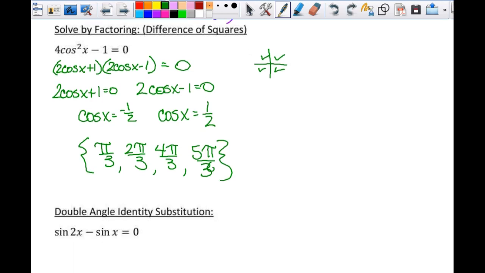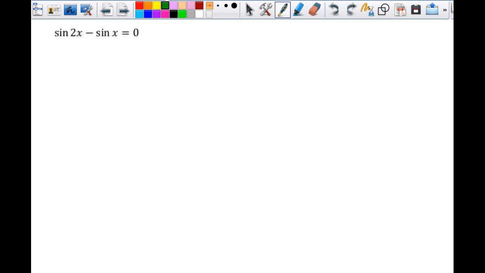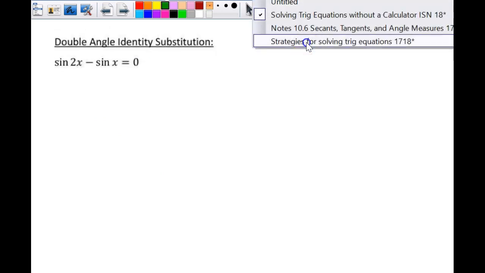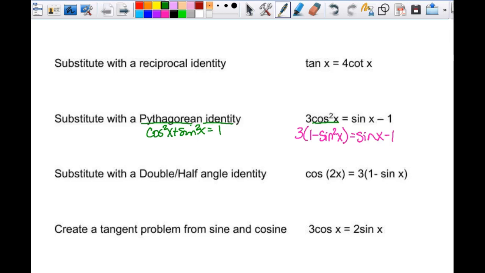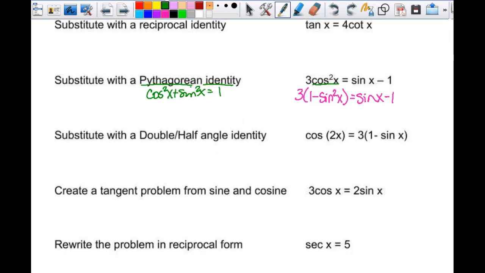All right. Next one, double angle substitution, because we love double angles, right? So your substitution with the double and half angle identities. Now, we did not do half angles, so we're not going to worry about that, but we're going to look at the double angle. For cosine of 2x, you have 3 choices. The first one is cosine squared minus sine squared, and then 2 cosine squared minus 1, or 1 minus 2 sine squared.